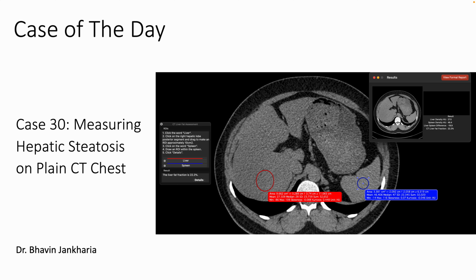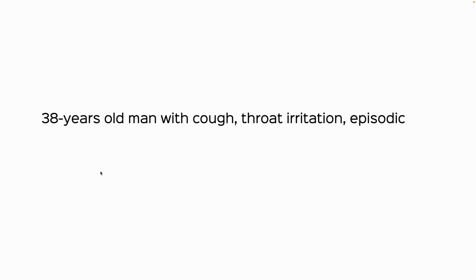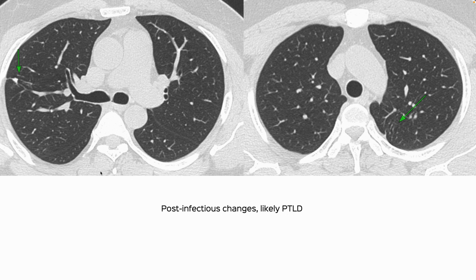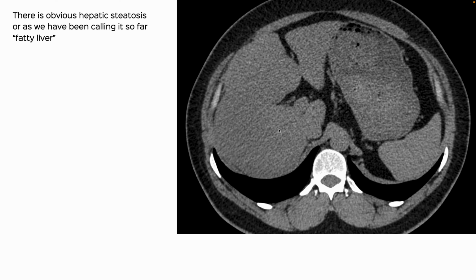It's called Measuring Hepatic Steatosis on Plain CT Chest. A 38-year-old man with cough and episodic throat irritation. CT was done yesterday; I read this today. Fibrocalcific lesion, some focal fibrosis. So he probably had TB in the past, but there was nothing else.